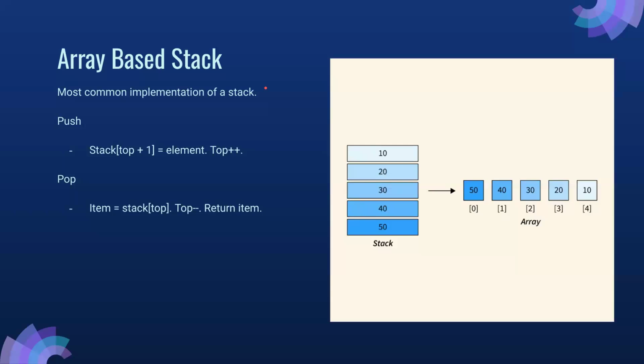It is the most common implementation of a stack because it's just that easy. Pushing is top plus 1. Again, you also need to make the check if number of elements is less than capacity, right? But still, push is top plus 1. Increment the top. To pop, get the item at the top, then decrement, and then return the item. That one's a lot simpler than all of that.